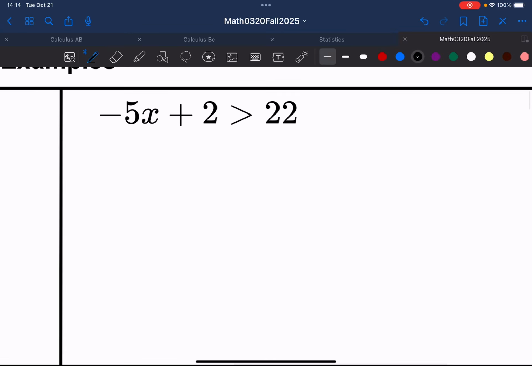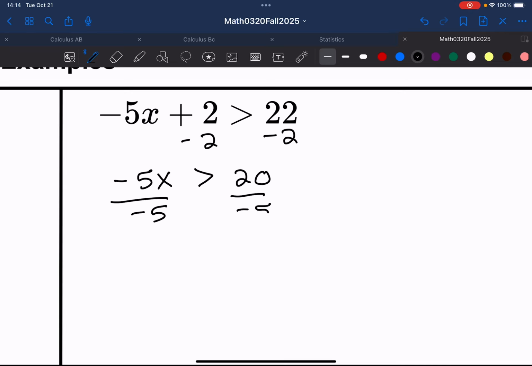Next example, I'm going to subtract 2. I get negative 5x is greater than 20. Divide by negative 5, and I get x is less than negative 4. Again, I divided by a negative, so my inequality flipped.